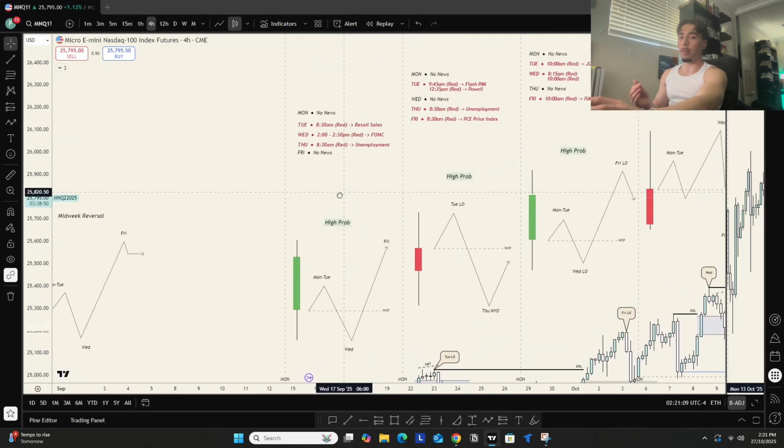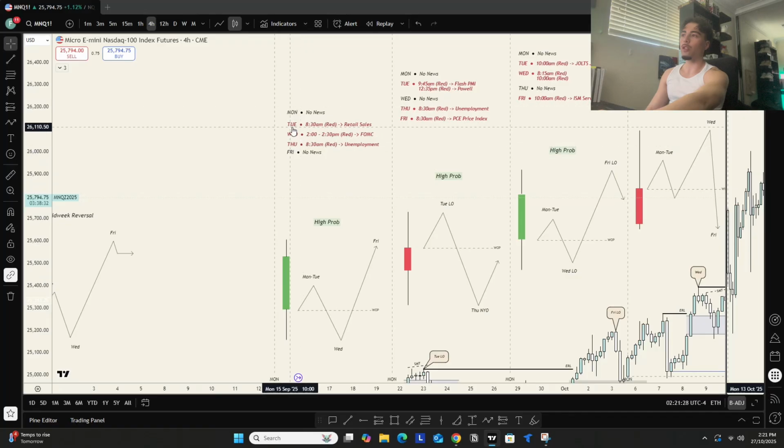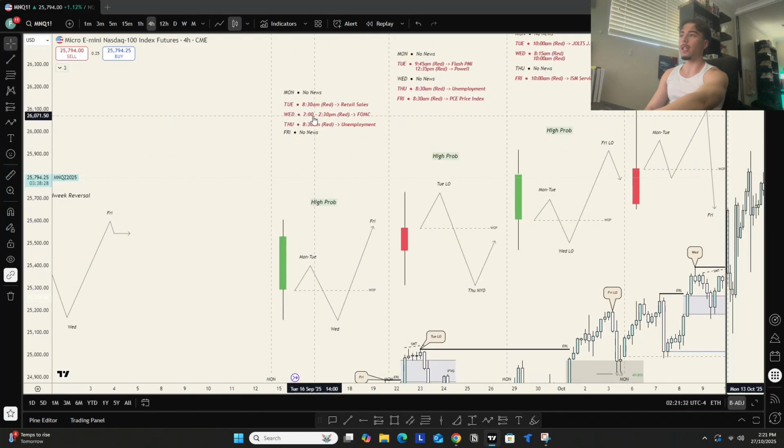Now, what you can typically expect, it doesn't always work out, but typically earlier in the week, that first kind of news release is the manipulation for the week. And then later on in the week, if there's another news release, that could also be the high of the week. So in this example here, you can see on this week, we had Tuesday, 8:30 red folder news, the retail sales. Okay, and then we also had Wednesday, FOMC, and then Thursday, unemployed.